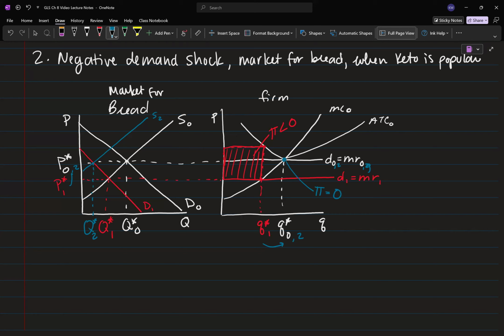So that is our total analysis for this second example. We're going to go ahead and move to our third. So our third is going to be an increase in variable costs. And for this one, we said that there would be an increase in the price of computer chips.